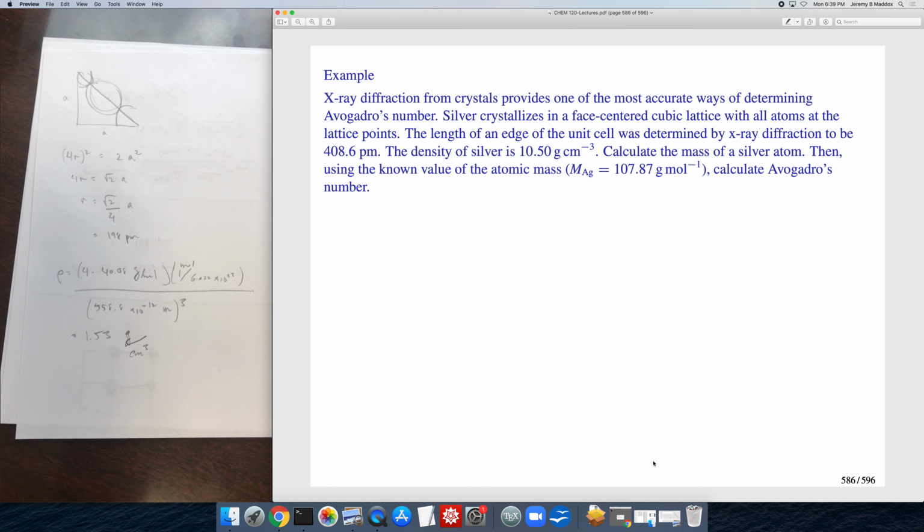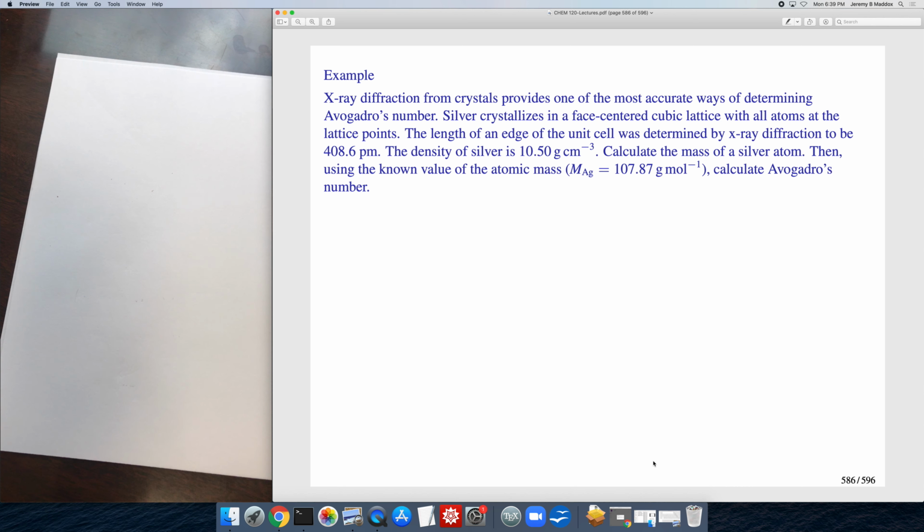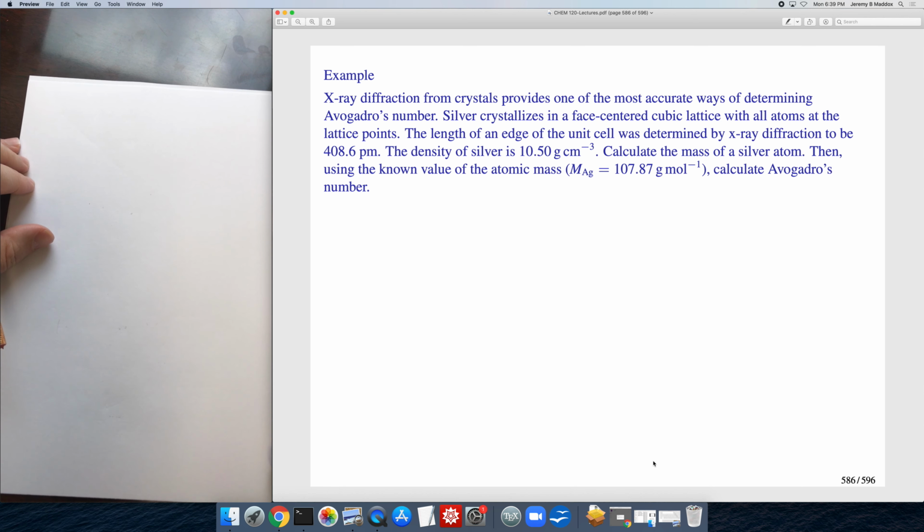So let's see. I think this is actually kind of a neat problem. X-ray diffraction of crystals can be used to determine Avogadro's number. You'll notice that in these last problems of the density, we needed to use Avogadro's number to calculate the density. Well, if you measure the density and then you measure unit cell lengths using X-ray crystallography, then you can use that as a way of estimating Avogadro's number.